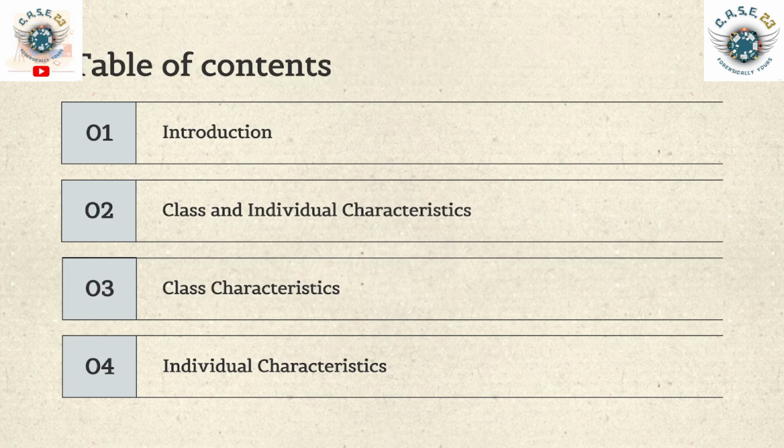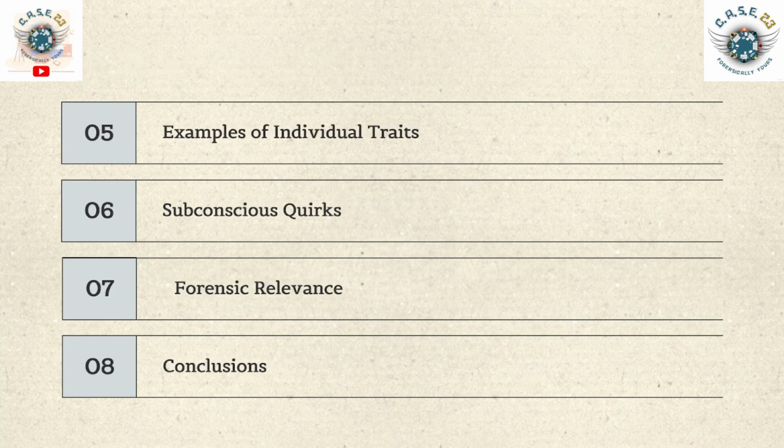So as always, let me take you through the table of contents. It is the topics we'll be discussing in this video. So first, a quick introduction to what handwriting analysis is all about. Then we will understand the difference between class and individual characteristics. What are those? And how are they relevant in forensic science? Then we will take a closer look at class characteristics. And after that, similar to class characteristics, we'll explore individual characteristics of handwriting. And then I will show you some interesting examples of individual traits.